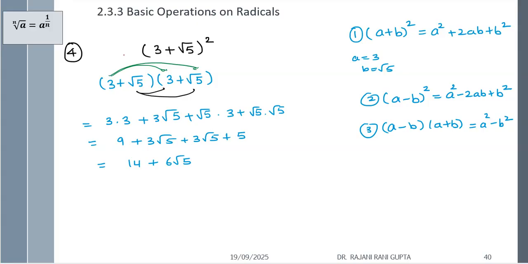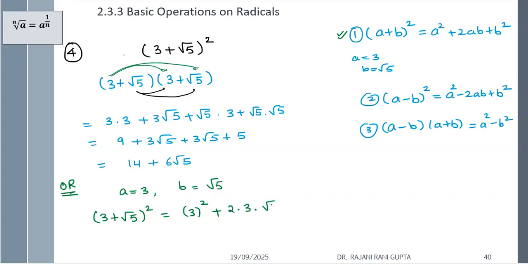Okay, this is how you can do if you don't know the formula. Suppose you want to use the formula. So you can use in this way. So you have to solve in any one of the way, not both ways. Okay, so your a is 3, b is root 5 using rule 1. 3 plus root 5 and its power 2. You can write it as a square, that is 3 square, plus 2ab plus b square. So this is your a square, 2ab, b square.